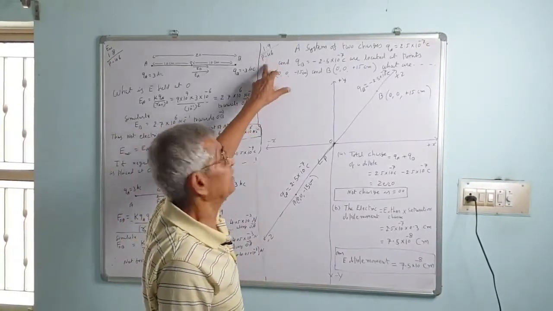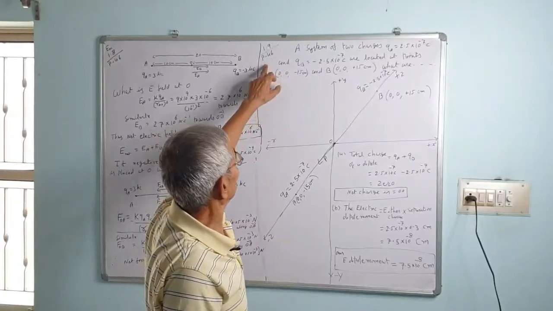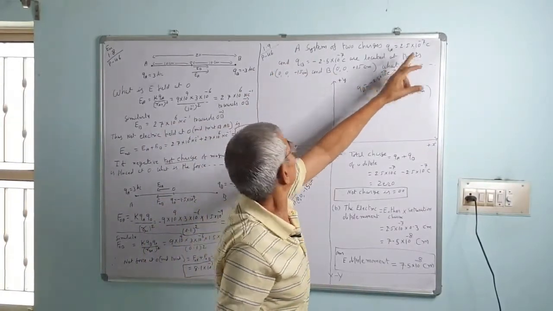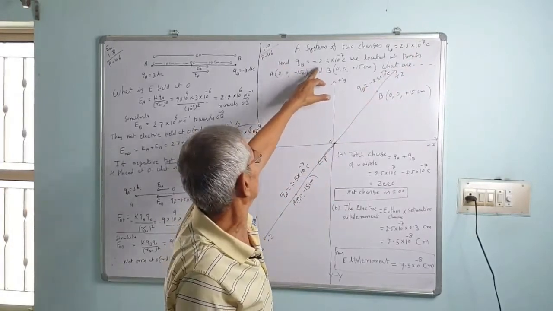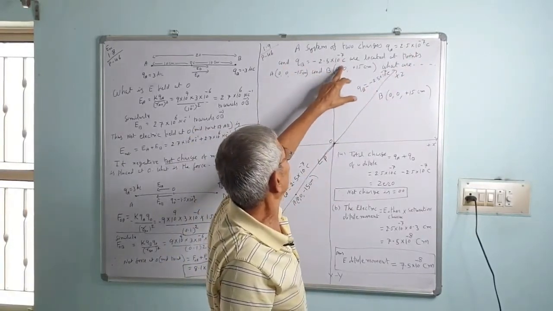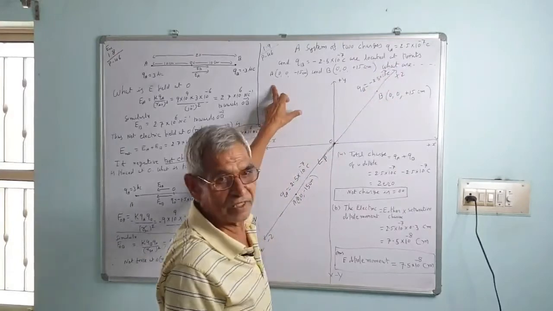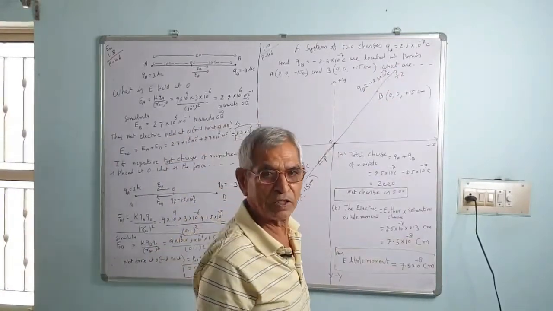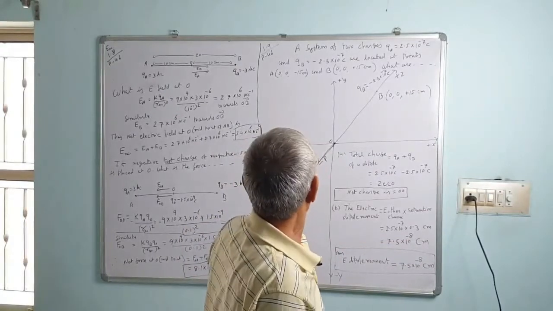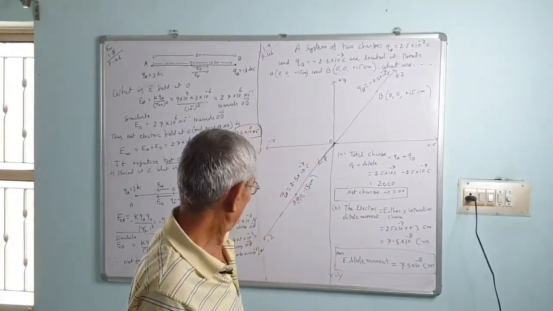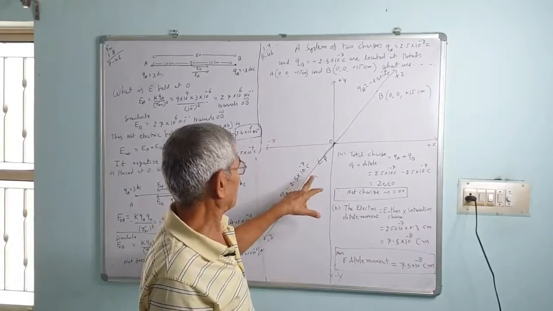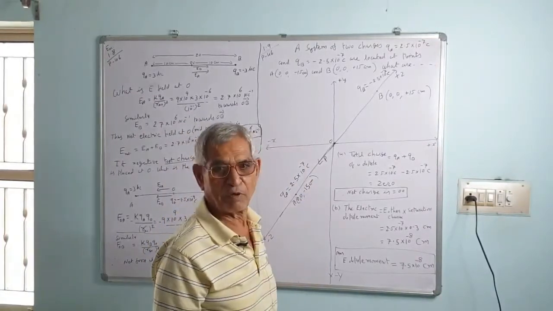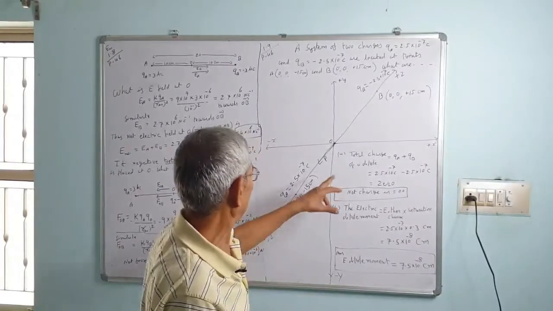Next, example 1.9 on page number 46. A system of two charges QA is equal to 2.5 into 10 raised to power minus 7 coulomb and QB is equal to minus 2.5 into 10 raised to power minus 7 coulomb, located at points A is equal to 0, 0, minus 15 centimeter and B is equal to 0, 0, plus 15 centimeter. What are the net charges? That is number 1. And what is the electric dipole moment? Number 2. Let us see one.